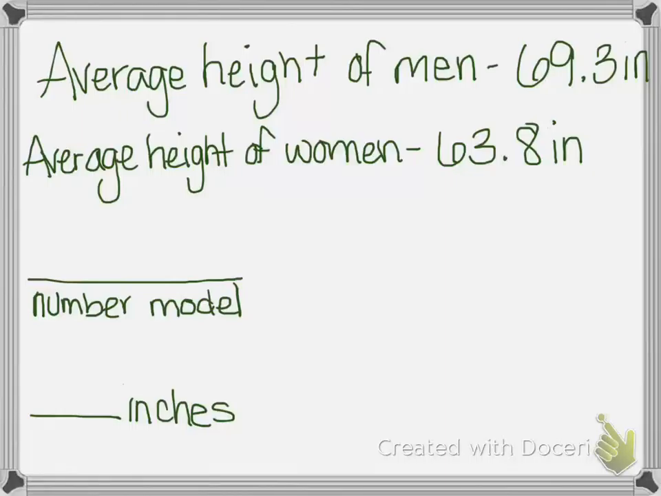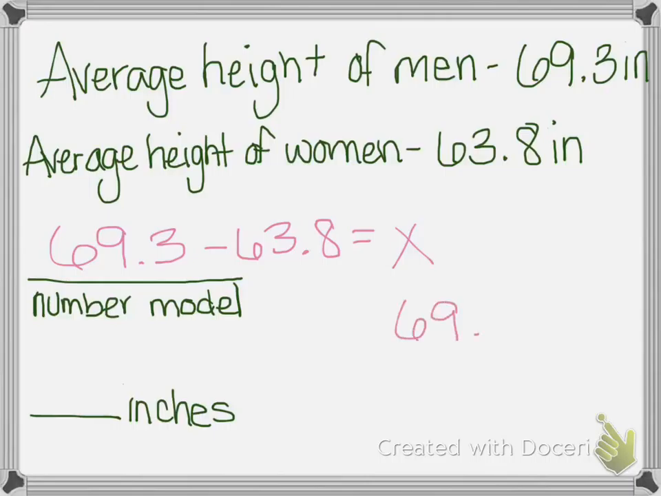Number 1 says the average height of a man in the United States is 69.3 inches. The average height of a woman in the United States is 63.8 inches. How much taller is the average man than the average woman? So again, if it says how much taller, we know that we're subtracting. So we have 69.3 minus 63.8 equals x. So then we actually have to solve.